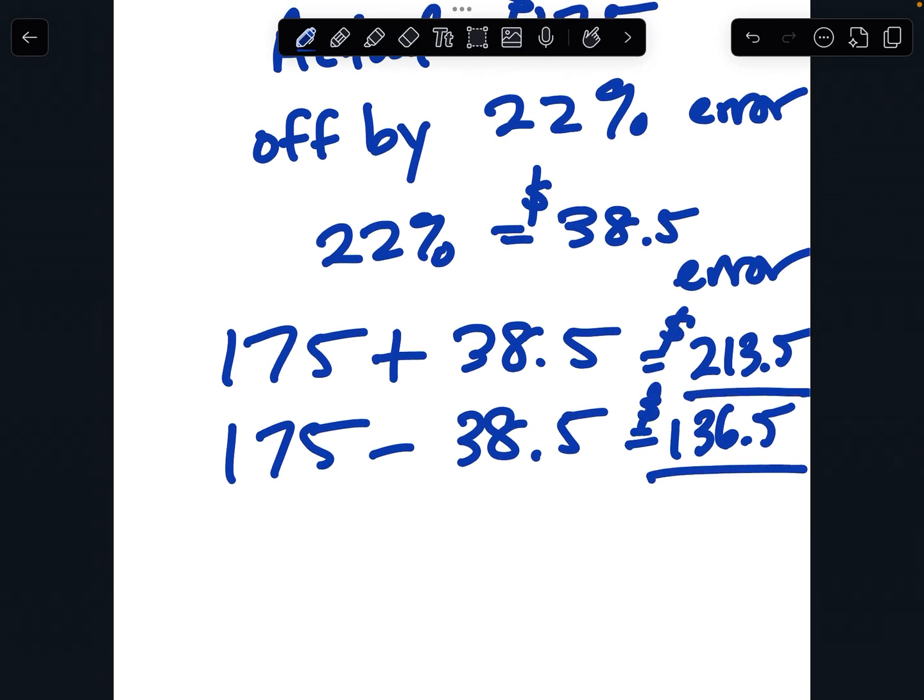So this might be a problem that comes up where it actually gives you the actual amount, and it says, okay, if they're off by 22%, what are the possible wrong answers? There's always two possible wrong answers, a bigger one or a smaller one. So we can do that as well as taking the actual and error and finding the percent error.